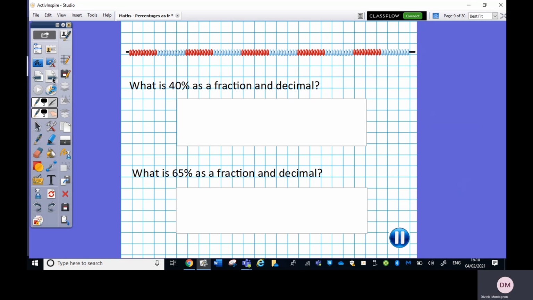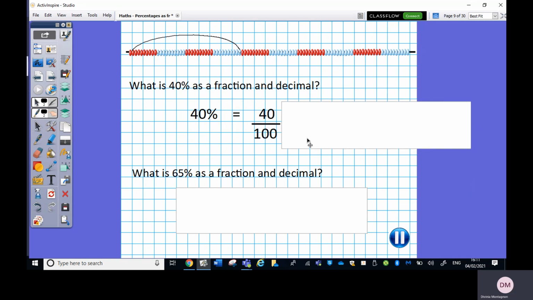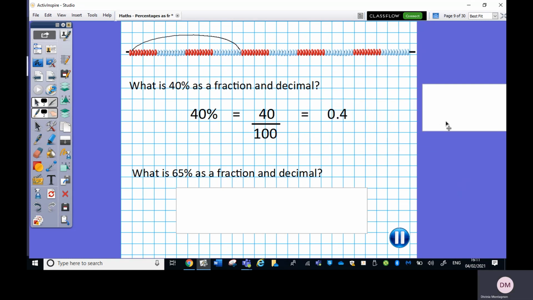So let's take a look. What is 40% as a fraction? So we have 10, 20, 10, 20, 30, 40. Out of how many? 100. Excellent. So what percentage would that be? Good. It would be 40%. Written as a fraction would be, shout it out. Good. 40 hundredths. And then as a decimal, good, 0.4.